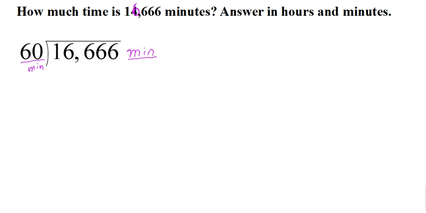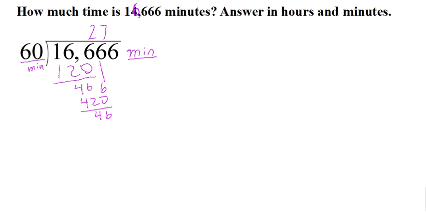So again, this is my group size, and so 60 doesn't go into 1, doesn't go into 16, it does go into 166, it goes twice. 2 times 6 is 12, so 2 times 60 is 120. That will leave a 46. The next digit comes down, it's the 6 of the tens place, and 60 goes into 466. Well, since 7 times 6 is 42, 7 times 60 is 420. And it leaves another 46.